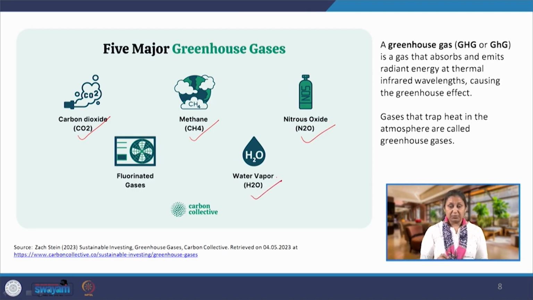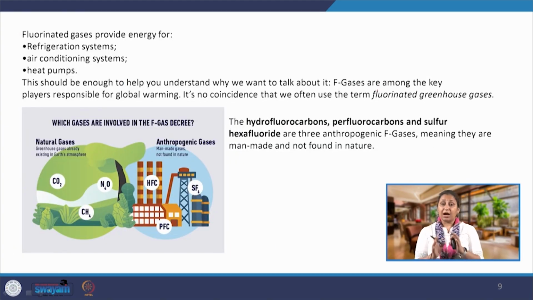Then we have water vapor, H2O, which is present in the atmosphere, and we have fluorinated gases, where fluorine compounds are there. There are different varieties of fluorinated gases. We have chlorofluorocarbons, hydrochlorofluorocarbons, CFCs and HCFCs, which not just create the greenhouse gas effect, but also have the potential to deplete the ozone layer. So, these are the different major categories of greenhouse gases that we are concerned with, and we will look at how and from where these different gases are generated.